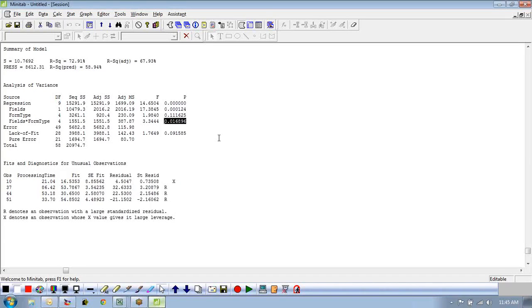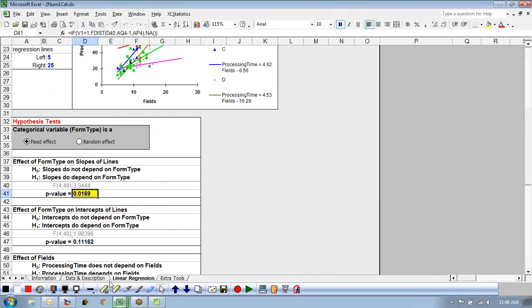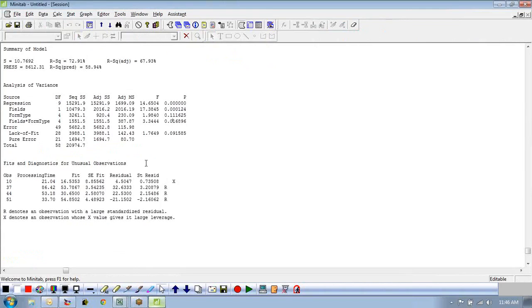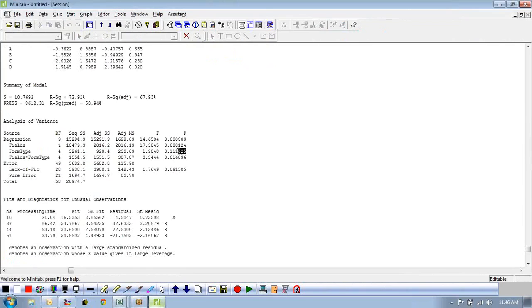All right, so we're just touching the tip of the iceberg with all of this. And by the way, that 0.016896, if you had an eagle eye, you would have seen that it's exactly the same as that. See, that's at 0.0169. And then once we take that into account, we can look at whether the intercepts do not depend on form type versus they do, and that actually turns out borderline significant, 0.1162. That's what this is right here in Minitab. See that right there?